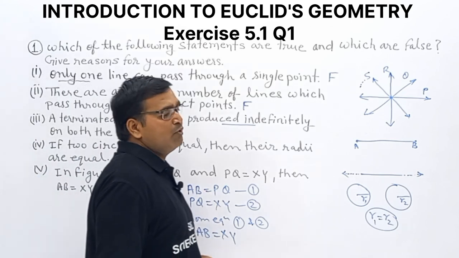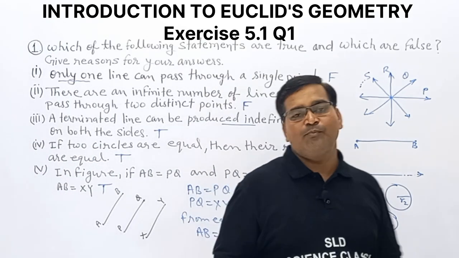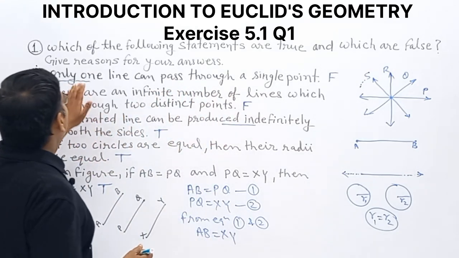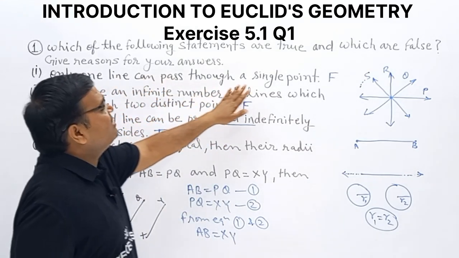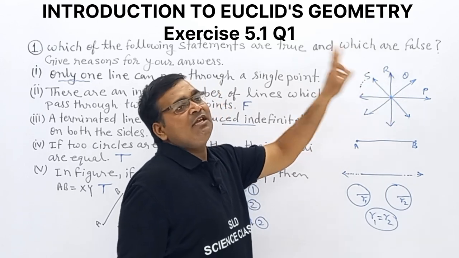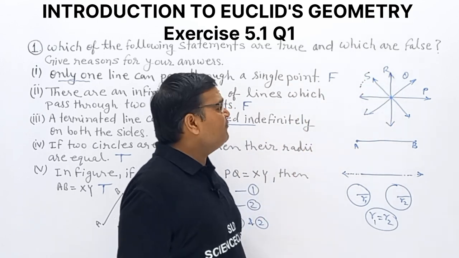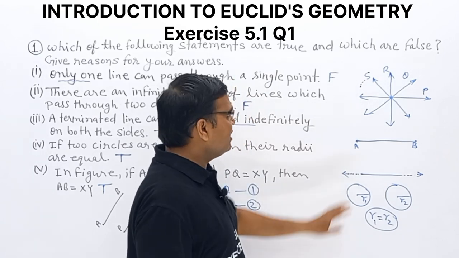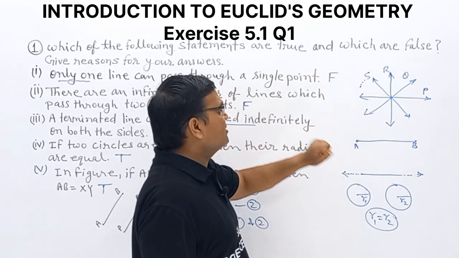Clear? So these 5 questions we solved, all are simple. Observe again what we did in these questions. Only one line can pass through a single point. From a single point, an infinite number of lines can be passed. Clear? So this one is the false statement.